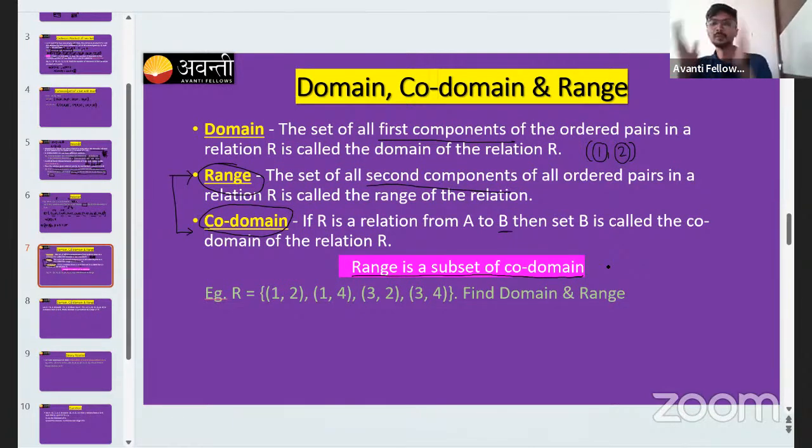इस codomain में से उठा के हम लोग range लेंगे. Just like a relation is a subset of the Cartesian product, similarly, range is a subset of codomain. So let us take an example.